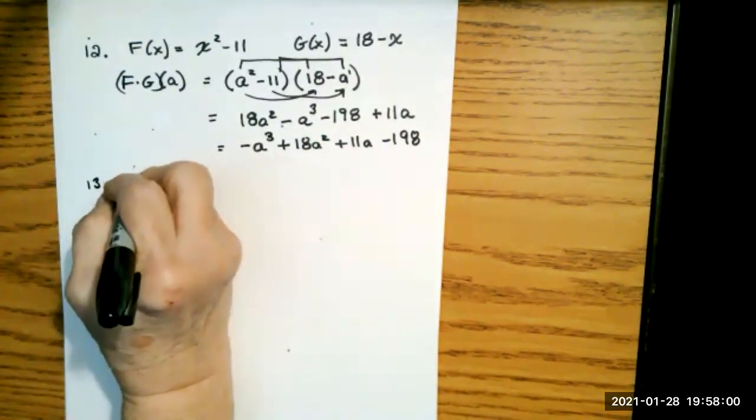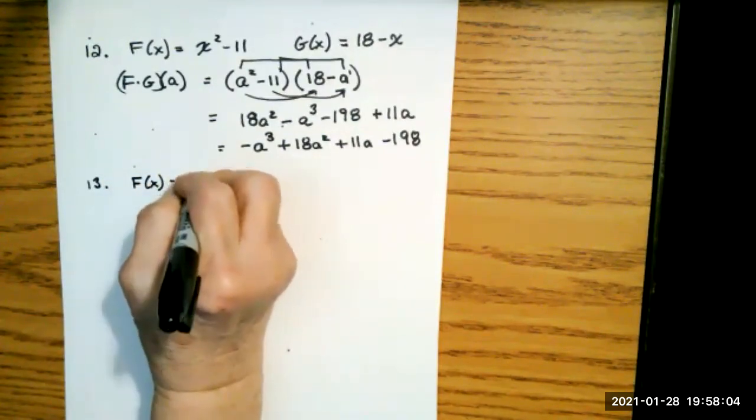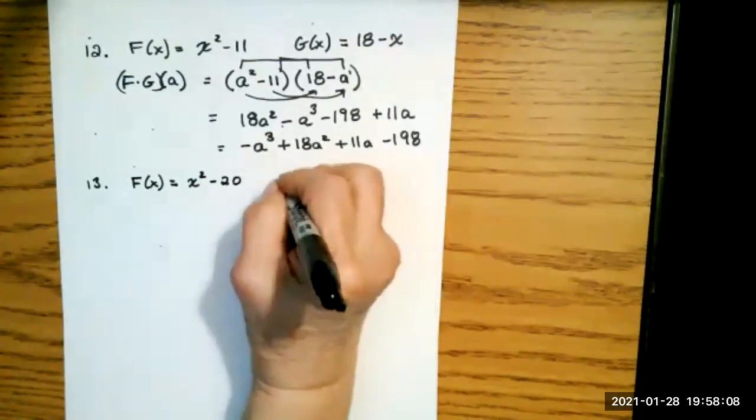I have a question. Uh-huh. Just making sure I'm not crazy. You only use the FOIL method when you multiply, right? Right. Okay, thank you. You're welcome. You're not crazy.